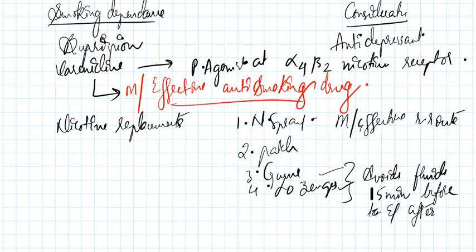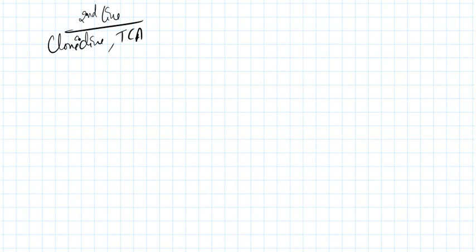Now we will discuss something about the second line drugs, right? What are the second line drugs? Clonidine, tricyclic antidepressants, and cytisine. Okay, cytisine.